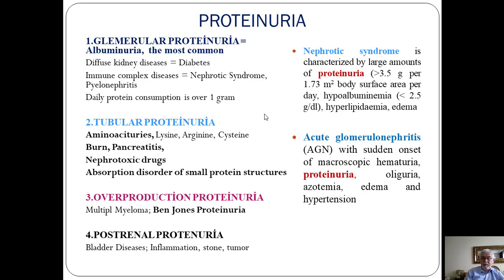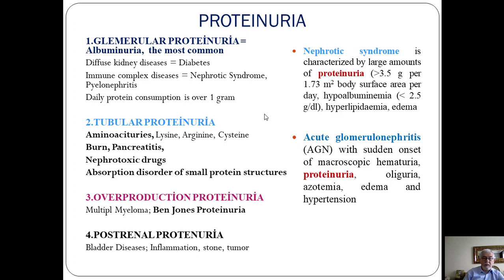If we accept that it is after an infectious disease, then it causes this kind of problem, acute glomerulonephritis. There are important signs. First is hematuria, second one is proteinuria. Another proteinuria is described as a tubular proteinuria with amino aciduria.